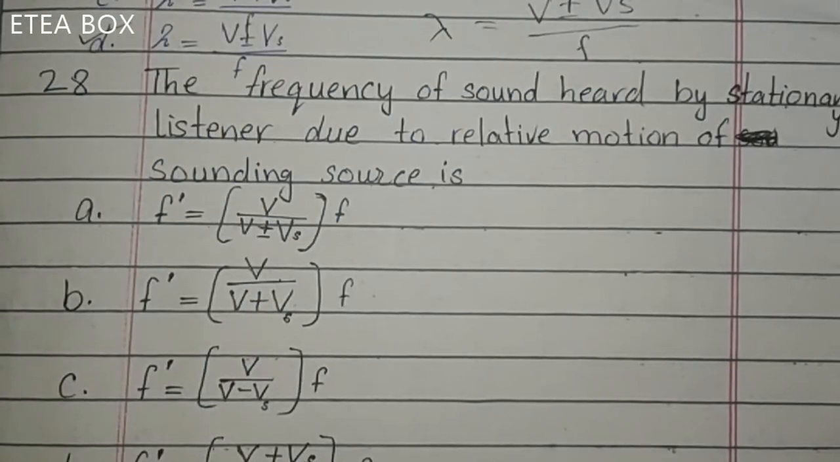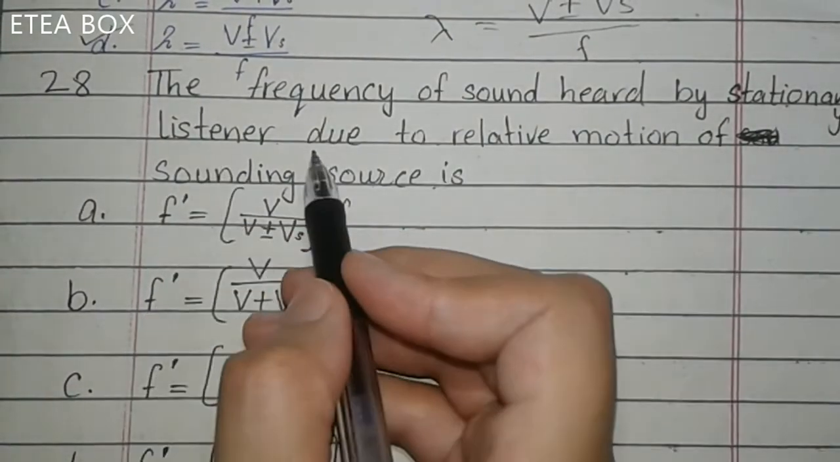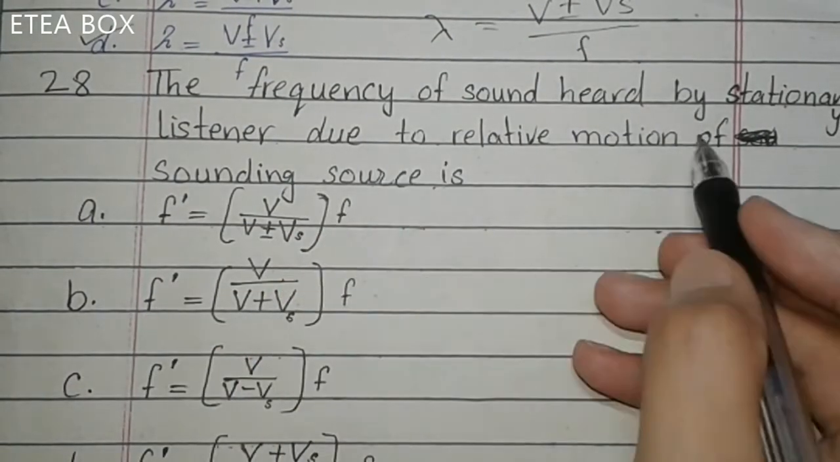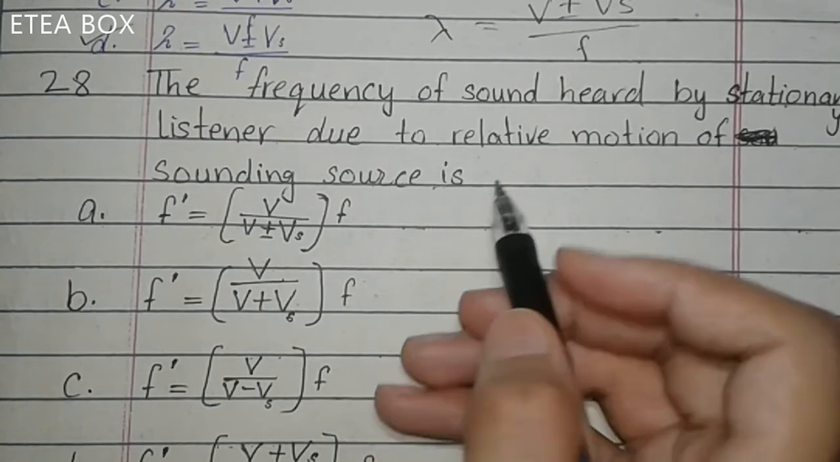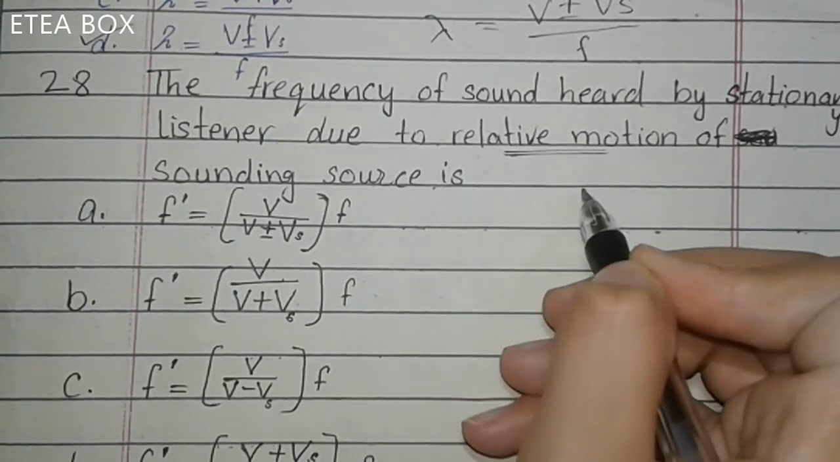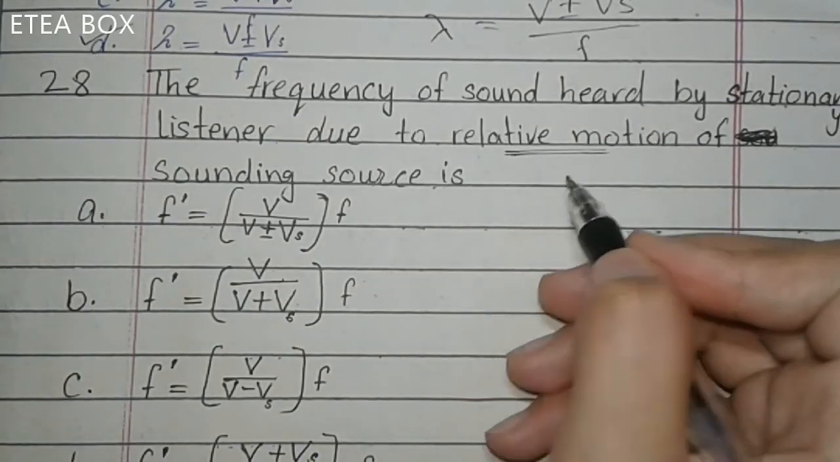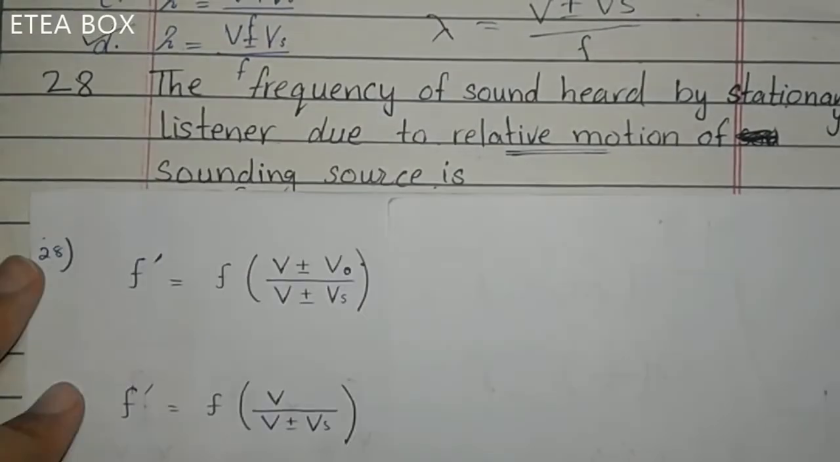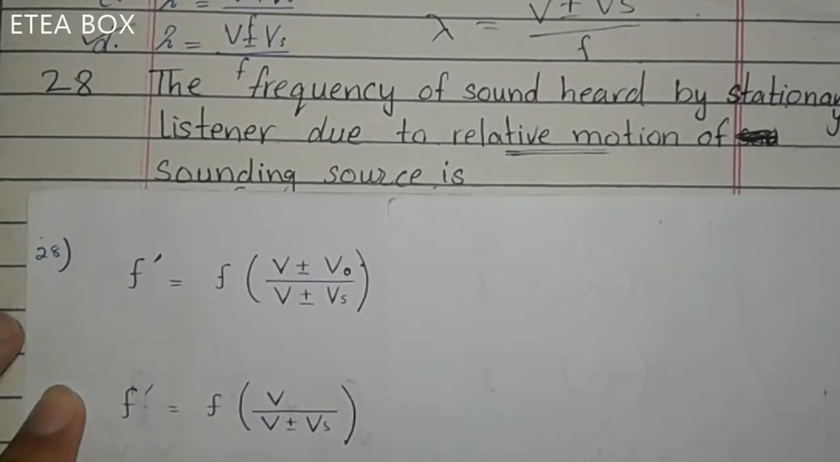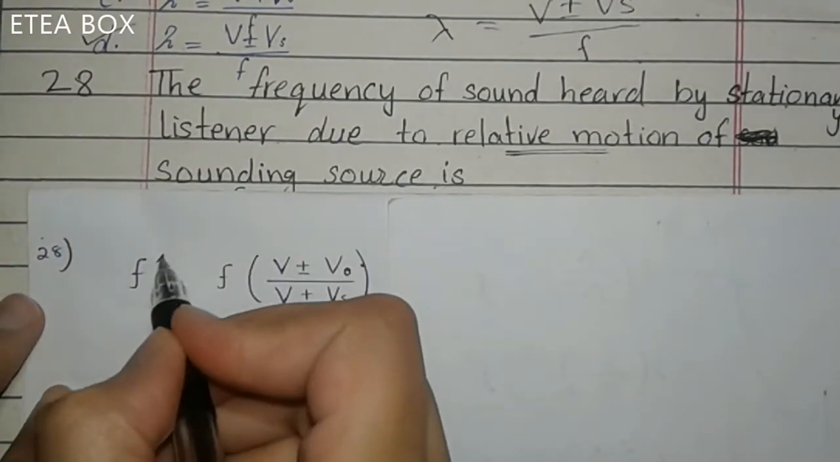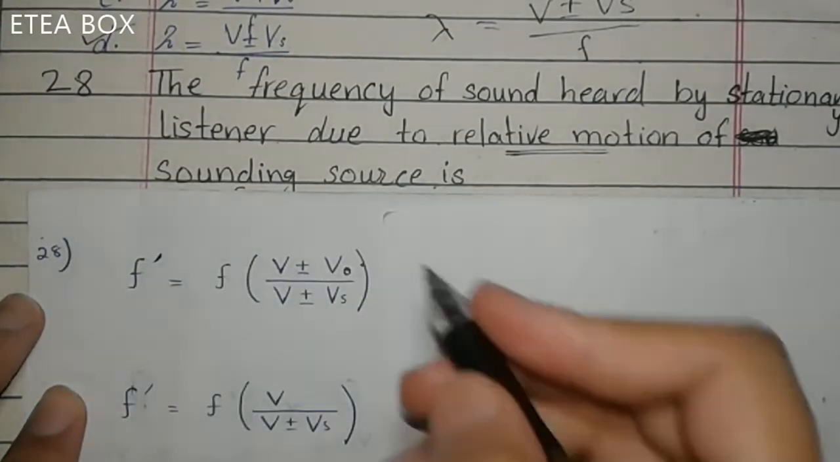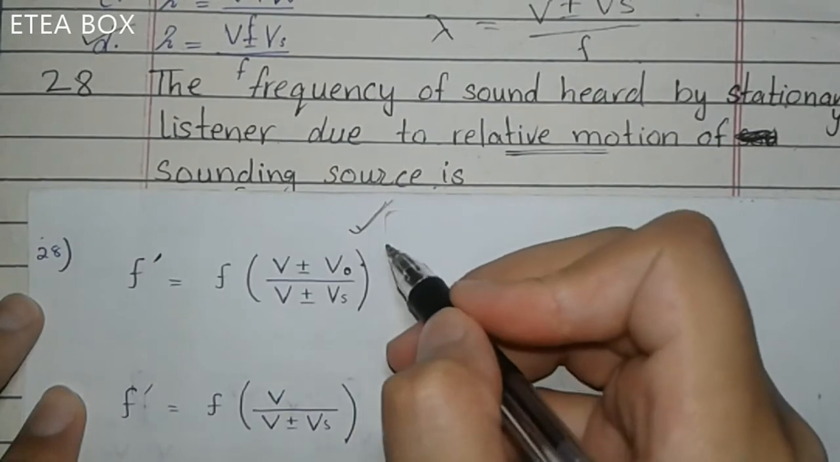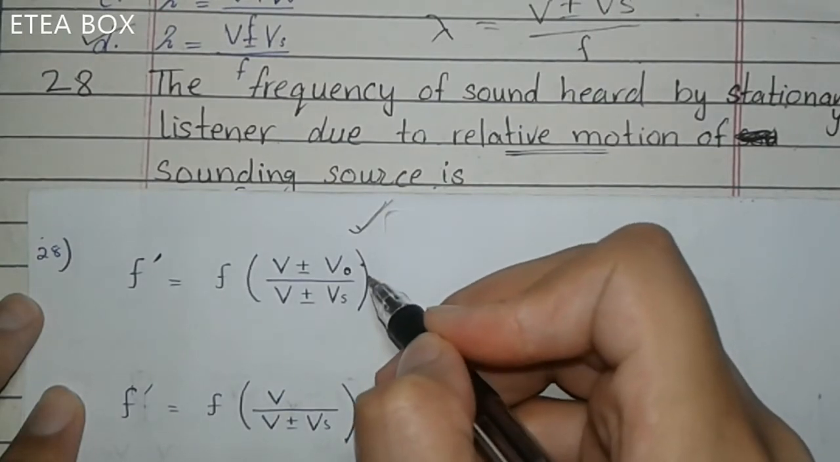Now 28. The frequency of sound heard by a stationary listener. The listener is stationary, due to the relative motion of the sounding source. Now look, here it is not given in which direction the sound source is moving. Now let's find the frequency of sound. For the Doppler effect, in order to find the new frequency, this is the basic equation. You should memorize this one equation.